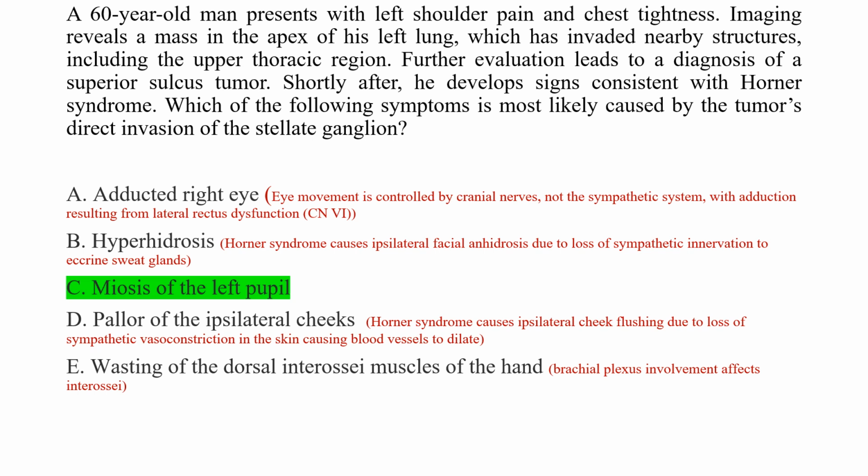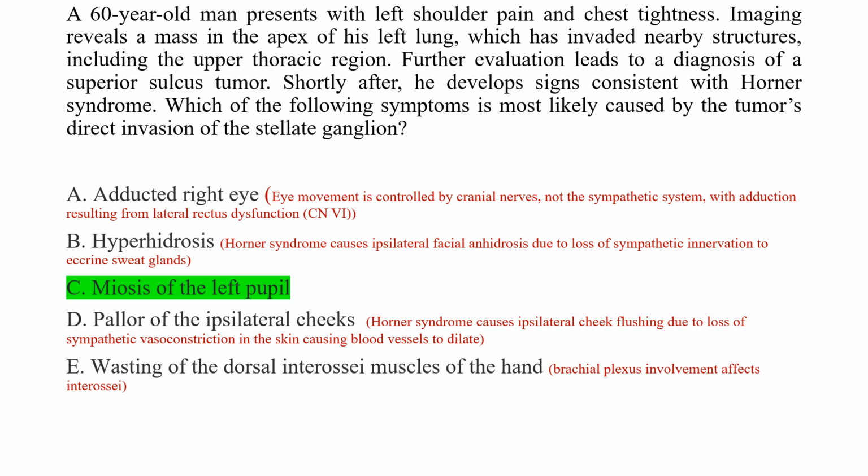Option B, hyperhidrosis, is excessive sweating, and the question asks about effects of sympathetic nerve disruption. Horner syndrome, which the patient has developed, actually causes anhidrosis, which means lack of sweating, and not hyperhidrosis. This occurs because the sympathetic innervation to the eccrine sweat glands is interrupted. Therefore, option B is not the correct answer.